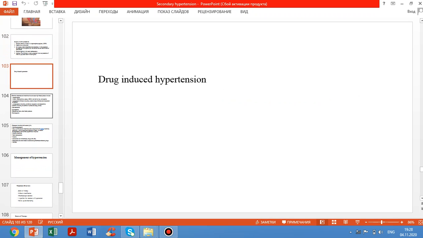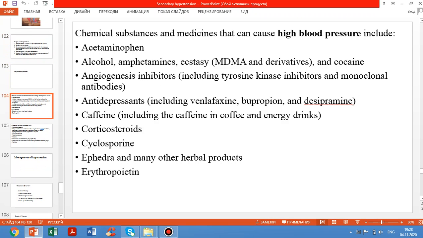Drug-induced hypertension. The chemical substances and medicines that can cause high blood pressure include acetaminophen, alcohol, amphetamine, ecstasy, and cocaine. Angiogenesis inhibitors, antidepressants, caffeine, corticosteroids, cyclosporine, ephedra and many other herbal products, erythropoietin.